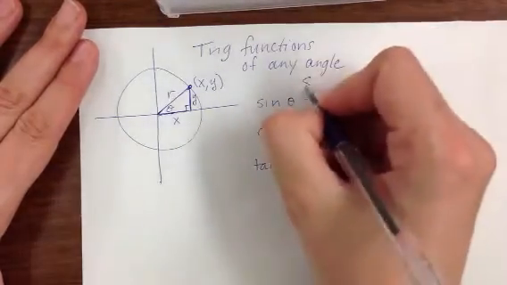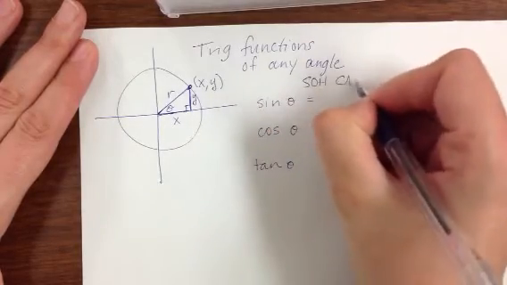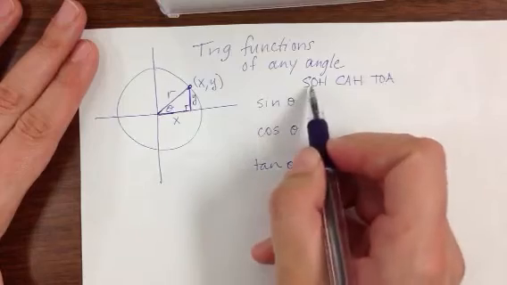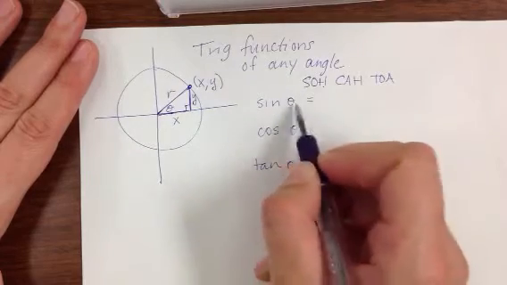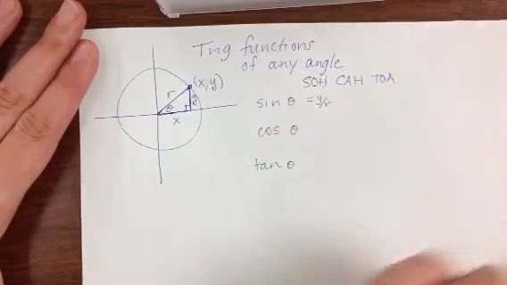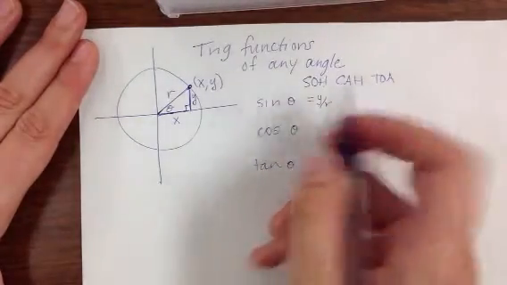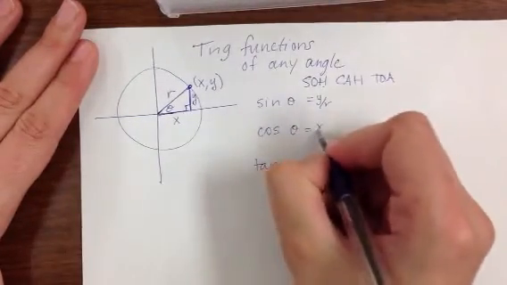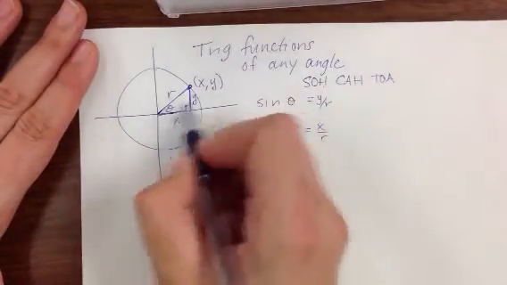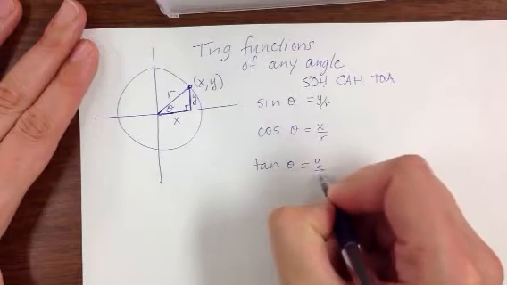Sine, remember, our tool to help us memorize these is SOHCAHTOA. Sine is opposite over hypotenuse. Sine of angle is opposite over hypotenuse. Cosine is adjacent over hypotenuse. X over R. Tangent is opposite over adjacent. So Y over X.